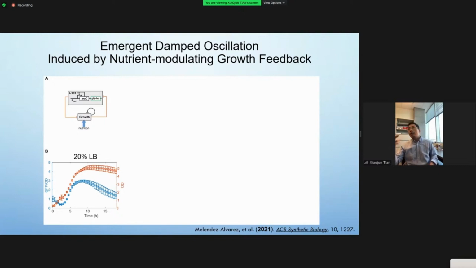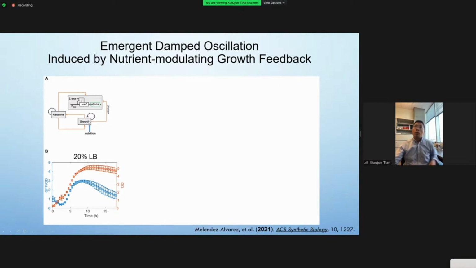That is very interesting, right? This is a toggle switch circuit, but it shows oscillatory behavior. We tried to use the same model to fit the data, but it failed. We mathematically proved that this model is not able to fit this data at all. And then we revised our model by including ribosome regulation.